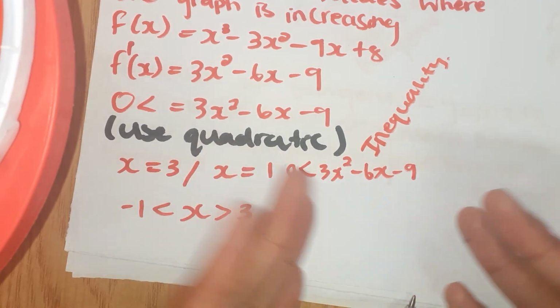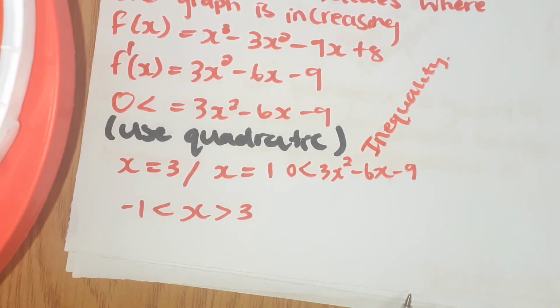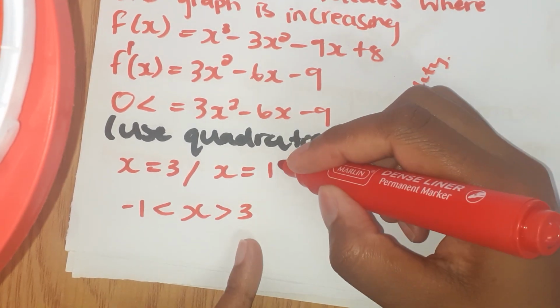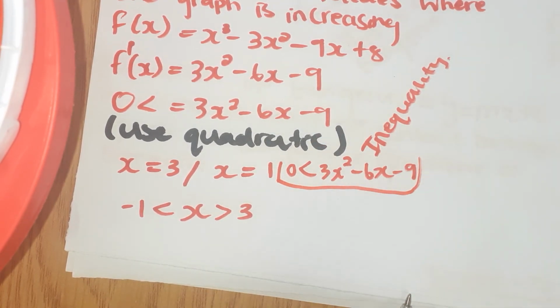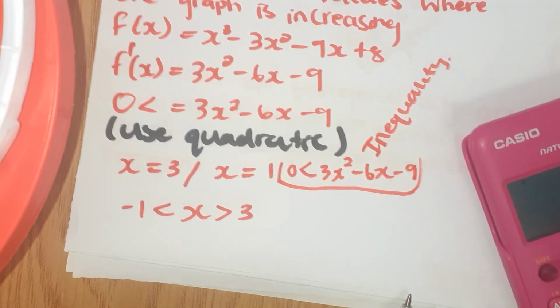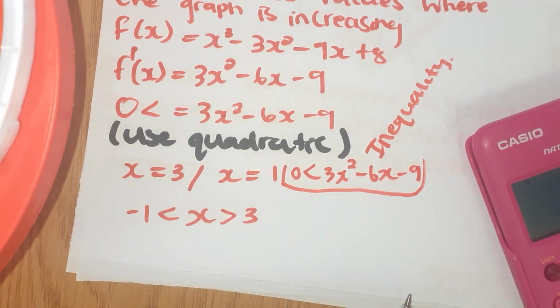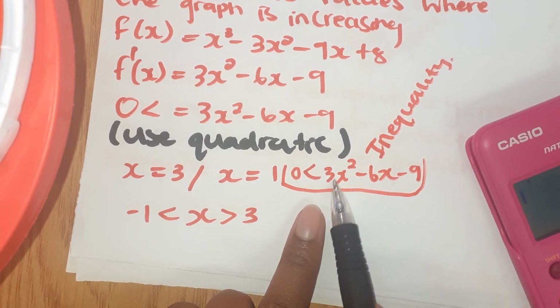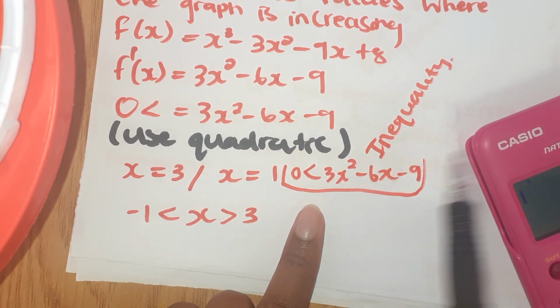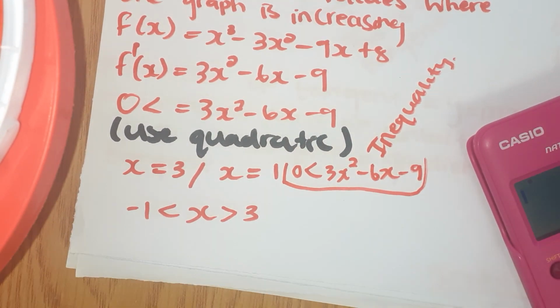So when you have an inequality like this, what you can do is use the quadratic formula. You're just going to go on your calculator and do this as an inequality. This 3 is A, this is B, and this is C.